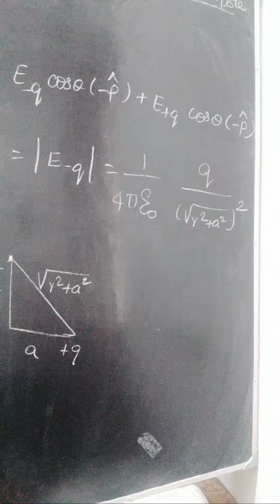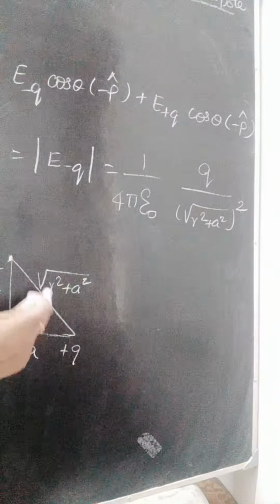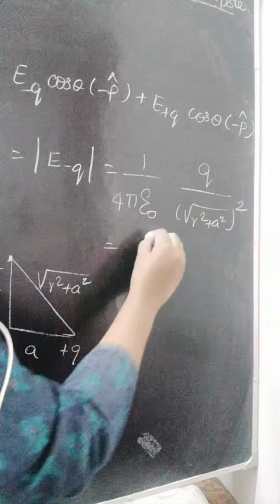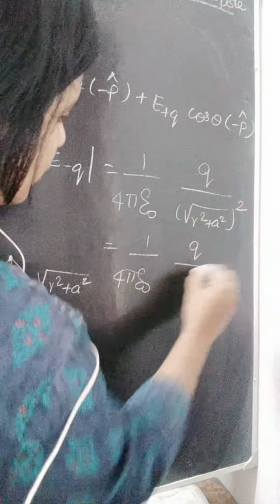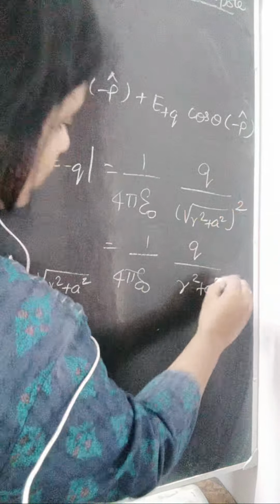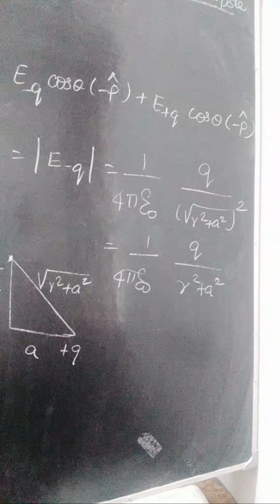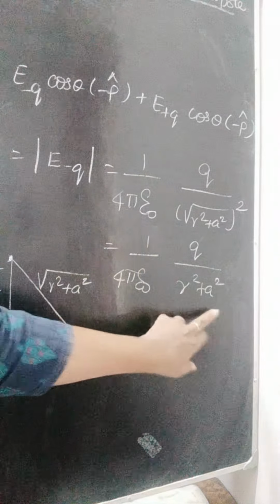1 by 4 pi epsilon naught q divided by the distance square. And the distance here is root of r square plus a square. So root of r square plus a square, the whole square, will give you 1 by 4 pi epsilon naught q divided by r square plus a square. Am I correct? The square root and the square will get cancelled.